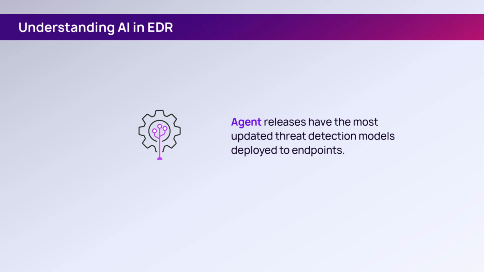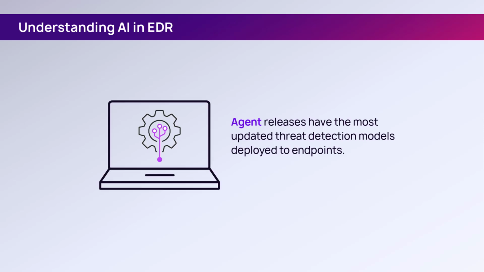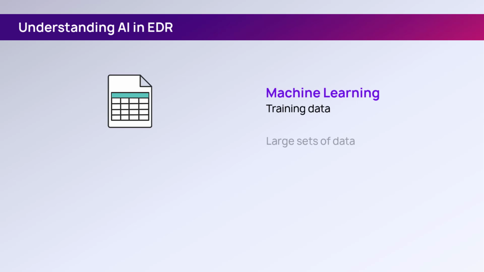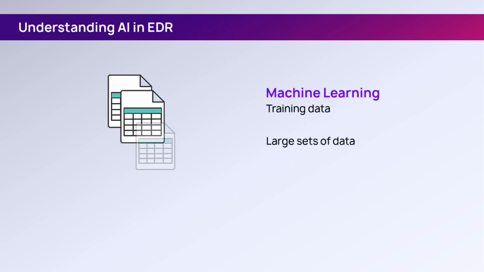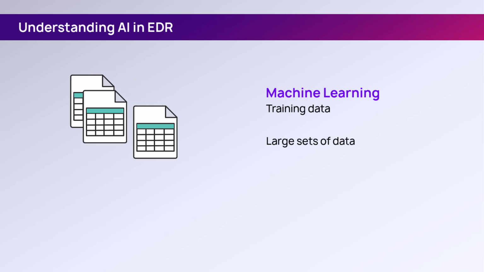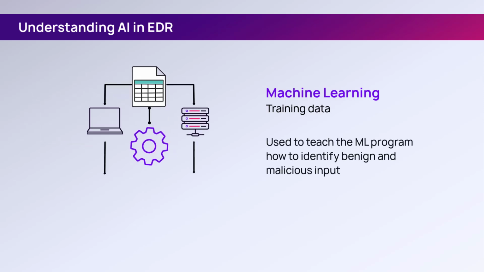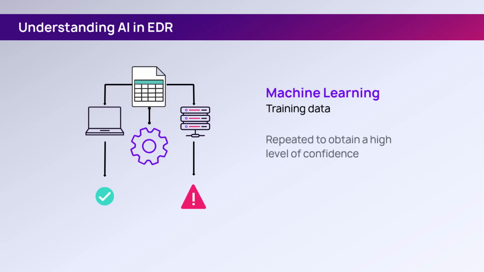The EDR agent is deployed to endpoints and includes detection settings built on machine learning and AI processes. New agent releases include updates to threat detection based on novel models developed for an ever-changing threat landscape. Machine learning is based on large, controlled sets of training data that are entered into a machine learning program. The program applies algorithms to the data and determines if the code inside contains threats or is safe. It does this repeatedly to learn how the input behaves in the environment.